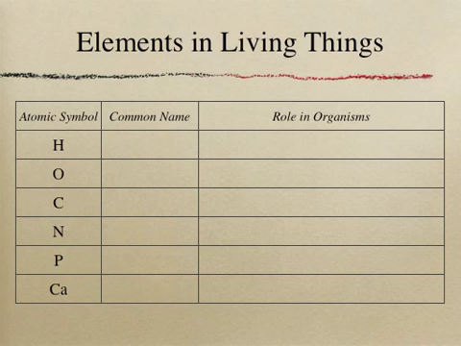Finally, I'd like you to make a chart that looks like this in your notes. Despite the fact that there are about 92 elements that occur in nature, only a small number of them are important to living things. The body of a rabbit, for example, is composed almost entirely of only 6 elements. Those elements are listed here. What I'd like you to do is find the common name for each of the elements listed and research at least one role that each element plays in a living thing.